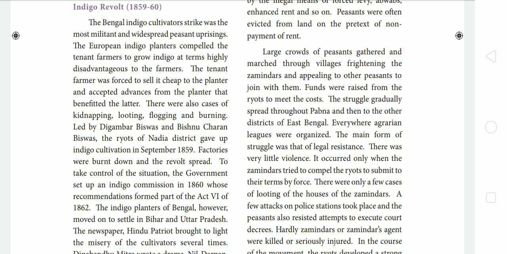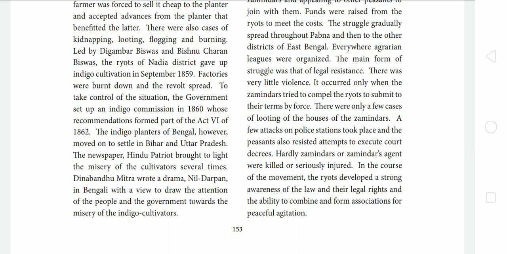Then factories were burned down and the revolt spread. To take control of the situation, the government set up an Indigo Commission in 1860, whose recommendation formed a part of Act 6 of 1862. To stop this revolt, the government formed an Indigo Commission in the year 1860. The planters of Bengal, however, moved to settle in Bihar and Uttar Pradesh. So the indigo planters moved from Bengal to Bihar and Uttar Pradesh to settle there.